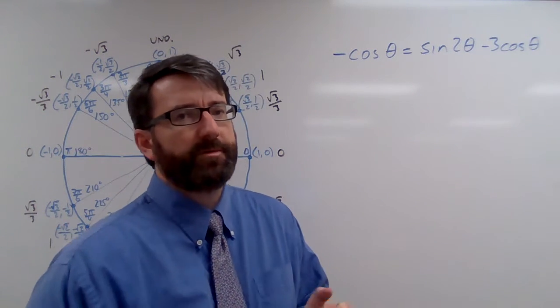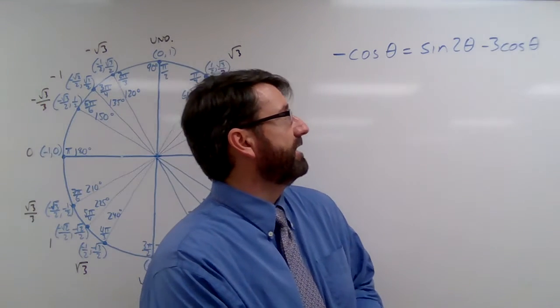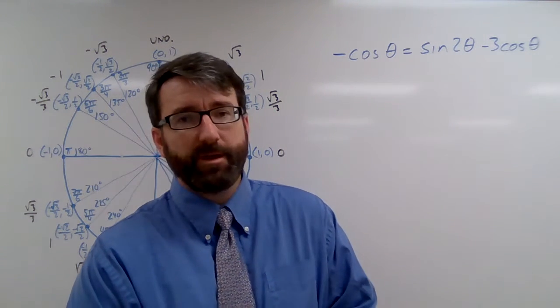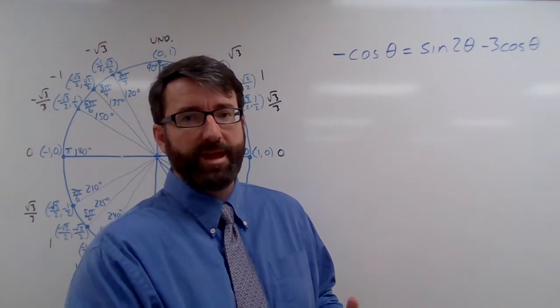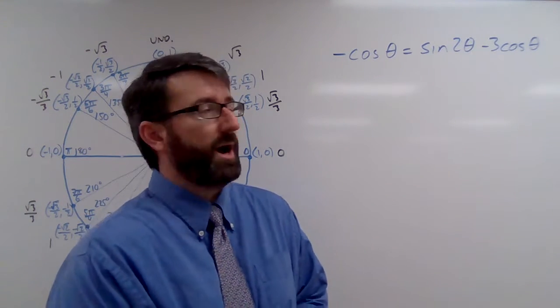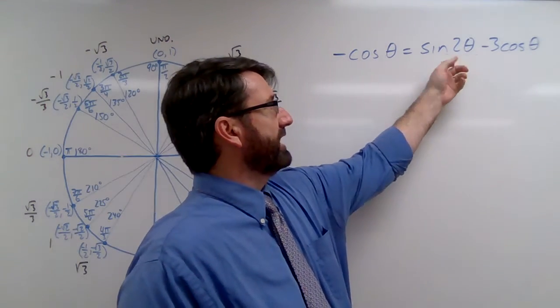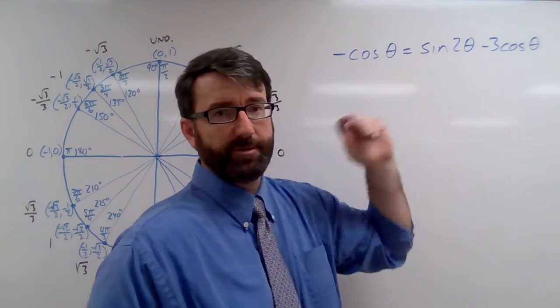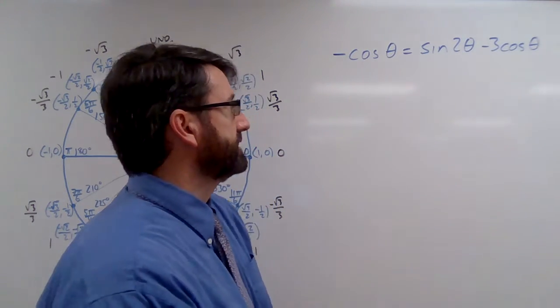All right, for this problem, we've got negative cosine theta equal to sine of 2 theta minus 3 cosine theta. And again, we're asked to solve for theta between 0 and 2 pi. All right, so the first thing we're going to notice here is that we've got a sine of 2 theta. So we're going to need to use one of our double angle identities.